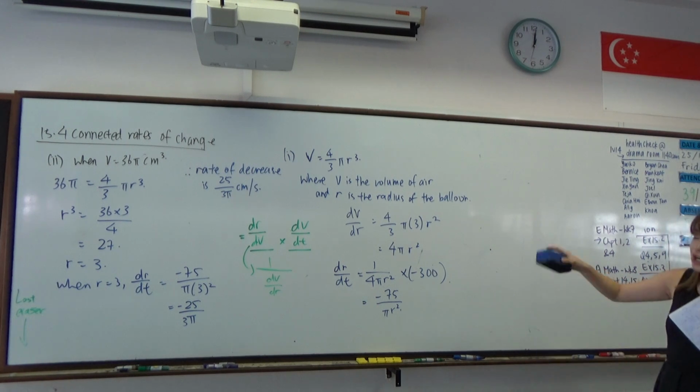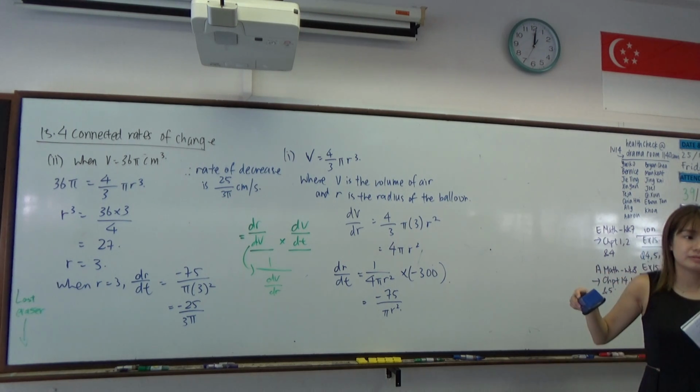Of decrease, because we're trying to find the rate of decrease of the radius. So cm per second, radius is cm.